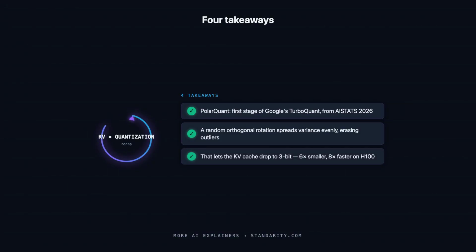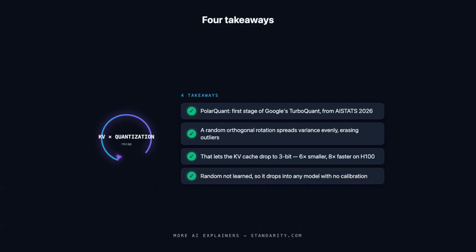That even spread lets the cache drop to 3-bit precision, delivering at least 6 times memory savings and up to 8 times faster attention on H100 GPUs. Because the rotation is random, not learned, it drops into any model at inference with no calibration.